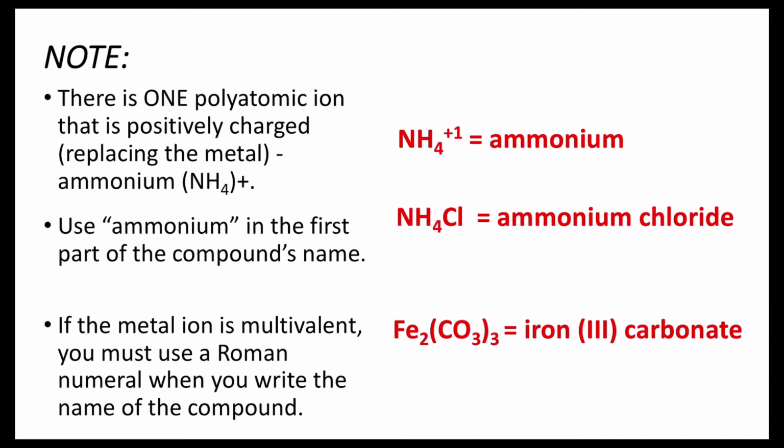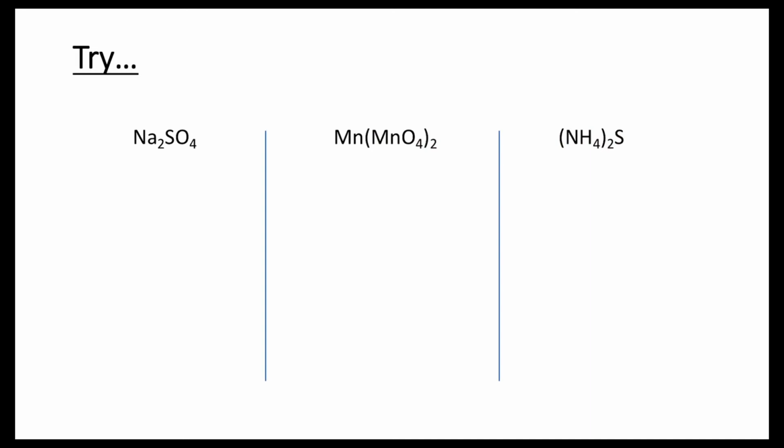If the metal ion is multivalent, you must use a Roman numeral when you write the name of the compound. So for example, if you were to follow yesterday's protocol, we would find out that iron, Fe, has a 3+ charge. You can also see it in this position. You just want to double check that it's not reduced. So it's iron 3 carbonate. So now I would like you to pause here and try these 3 examples following what we just learned.